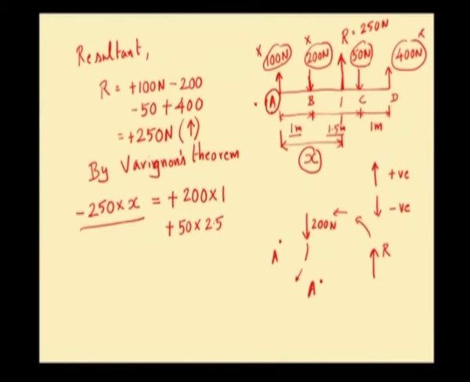And finally, this 400 Newton force creates an anti-clockwise moment about A. So, for anti-clockwise moment we have to put negative sign. So, this is 400 into perpendicular distance between 400 and point A, which is 3.5 meters. So, from this if you calculate, x comes as 4.3 meter from the point A. So, this x is calculated as 4.3 meter.